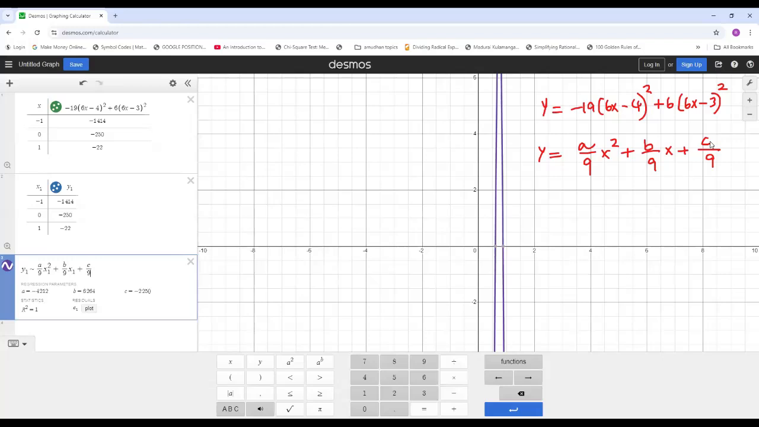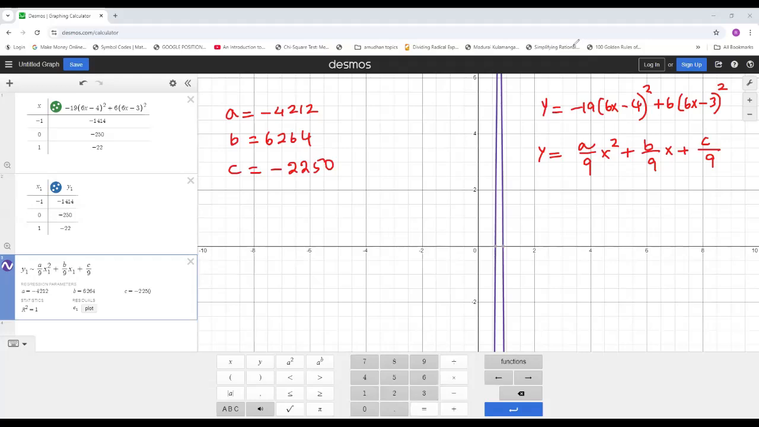So now I have given this function as input over here, but the input format may be different. So we have to type y1 instead of equals, and we have to use tilde sign. And for each x, we have to use x1. Okay, now when I do so, I got the values of a, b, and c. That is the value of a equals negative 4,212, and the value of b equals 6,264, and the value of c equals negative 2,250.